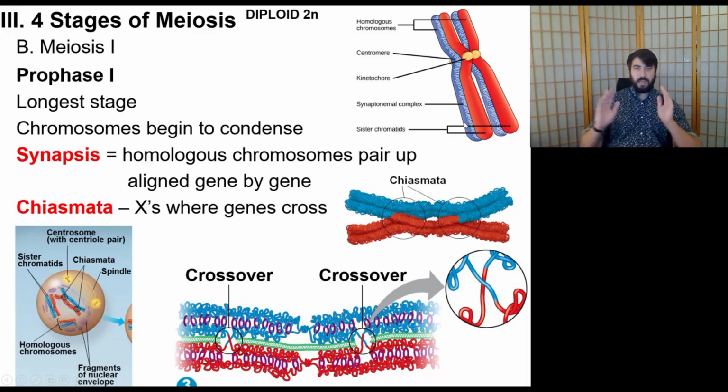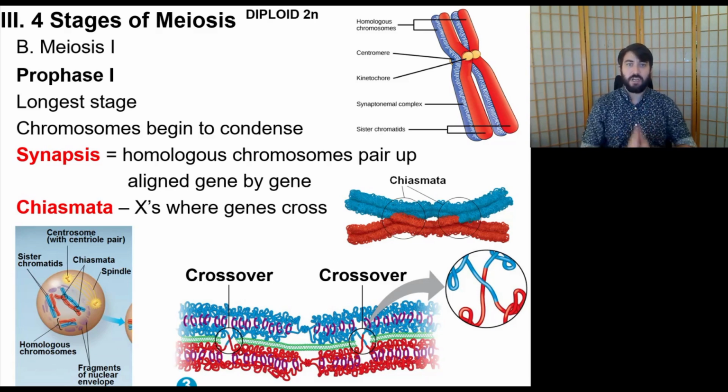Okay. Now that we have that all sorted out, let's carry on with what is actually happening. Prophase 1 is the longest stage, and it's when chromosomes begin to condense, which is pretty much what we know from mitosis too. However, we have something a little different occur here. When the homologous chromosomes pair up, like this long blue one and long red one here, they align next to each other, gene by gene. This lining up process is called synapsis.